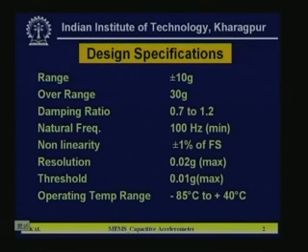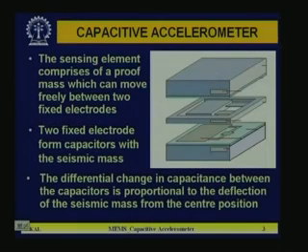The design specifications which I mentioned in my last lecture are: range plus minus 10 G, over range 30 G, damping ratio 0.7 to 1.2, natural frequency 100 hertz, nonlinearity plus minus 1% of full scale, resolution 0.02 G, threshold 0.01 G, operating temperature range minus 85 to plus 40 degree centigrade. So, with that we confine to this structure which is shown here, three pieces.